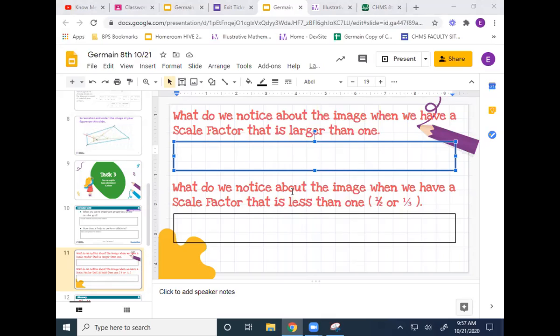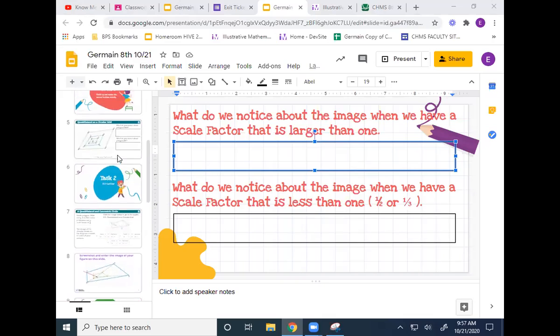Okay, so I'm actually going to have somebody specific read out their answer. So, Mateo, what do we notice about the new shape when we have a scale factor that's larger than 1? You can either unmute yourself or you can throw it in the chat. What do you notice? Okay, so Mateo says he doesn't know.